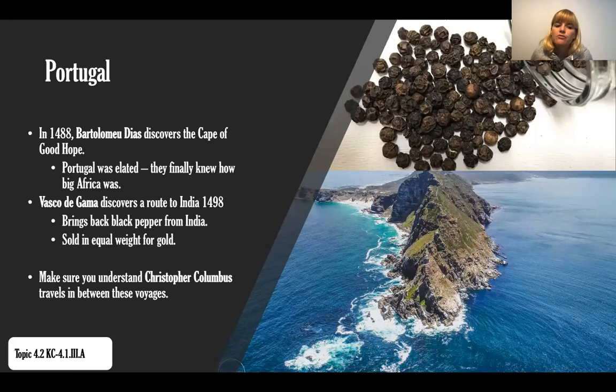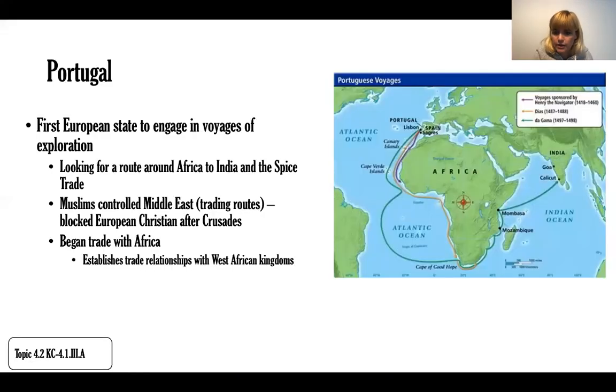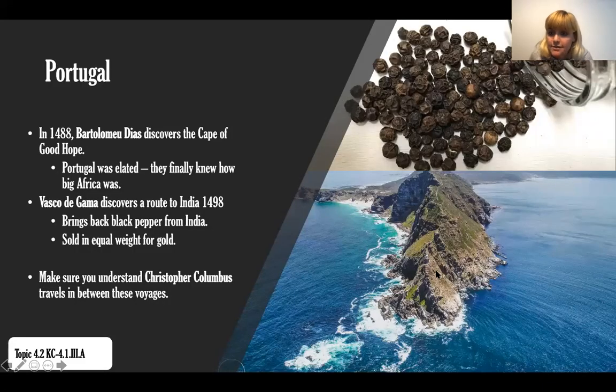So in 1488, a Portuguese man, Bartholomew Diaz, discovered the Cape of Good Hope. The Cape of Good Hope is that little tip at the bottom of Africa. So that right here. Fun fact: originally, Diaz named it the Cape of Storms because it was very stormy and a little scary to cross around. A lot of shipwrecks in this area.